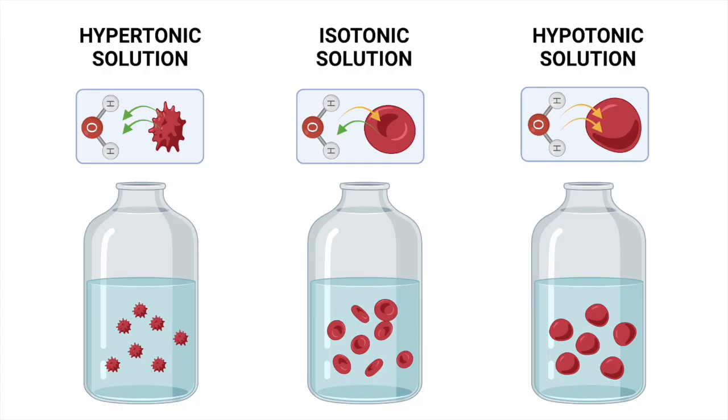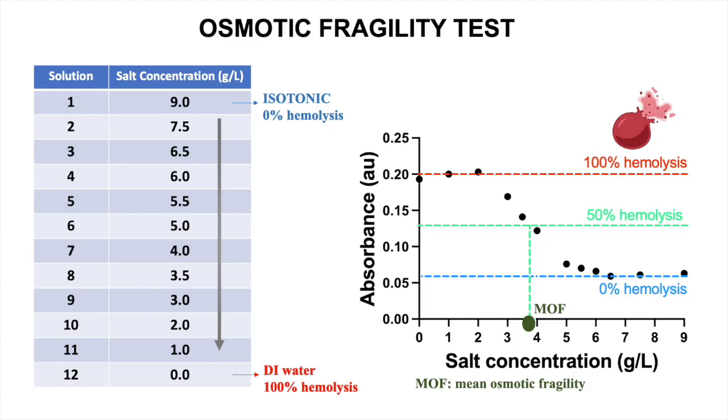Red blood cells are happy in isotonic solutions. The osmotic fragility test is used to measure red blood cells' resistance to hemolysis when we expose them to solutions of varying salt concentrations. We prepare 12 different saline solutions with decreasing salt concentrations.